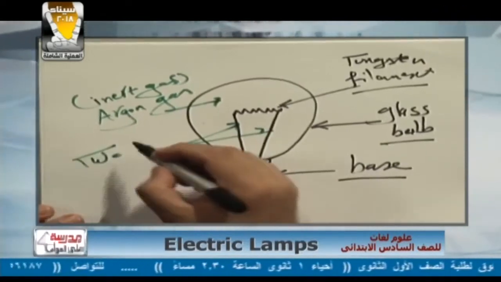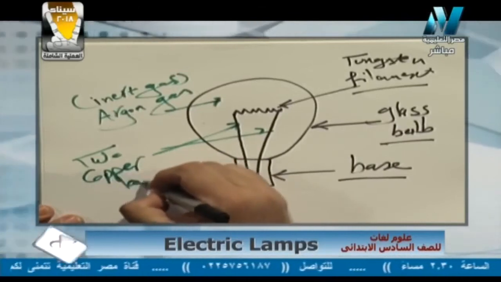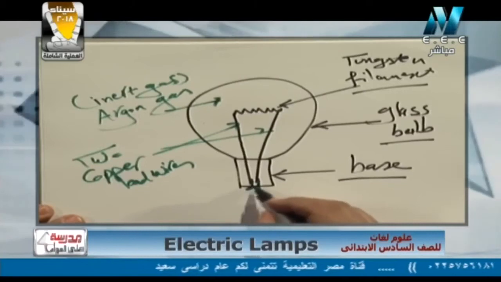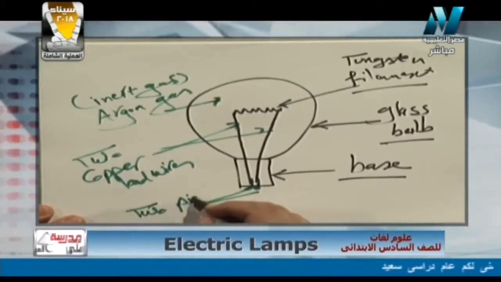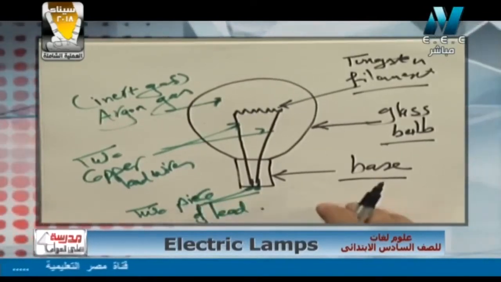They carry the tungsten filament, 2 copper lead wires, and at the bottom there are 2 pieces of lead or 1 piece, depending on the type of base. Okay.